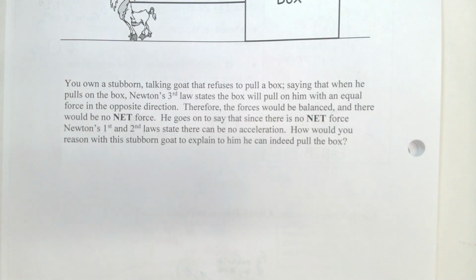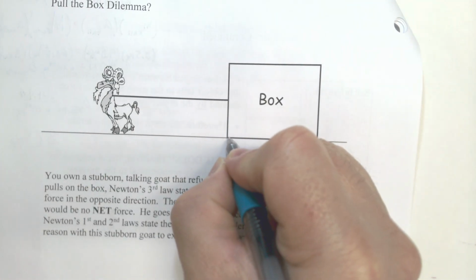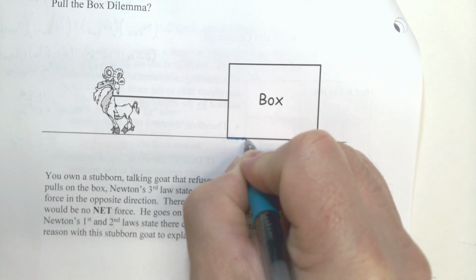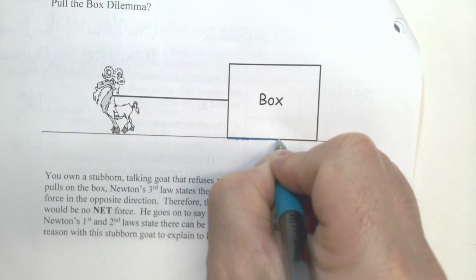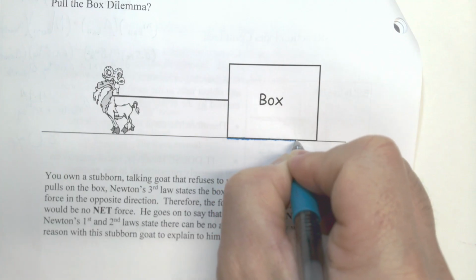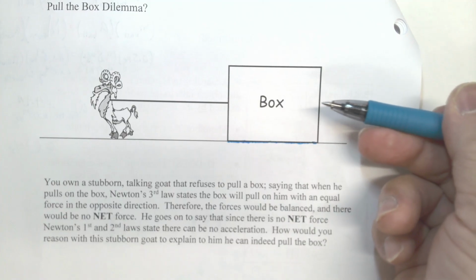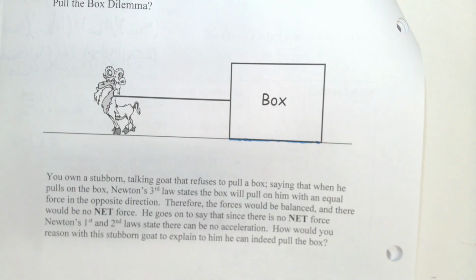Now, first of all, you have to understand that this box here is on a frictionless surface. Like, let's say this has billions and billions of buckyballs underneath the box, which will make this box very, very frictionless. So even the slightest push either way would make this box accelerate.